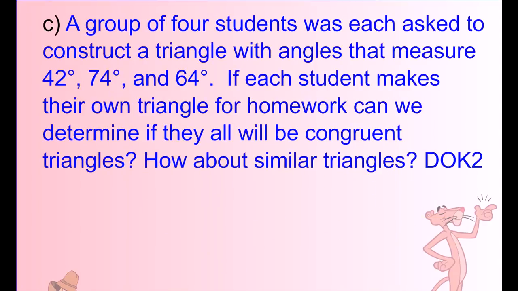Here's letter C for you to try. It says, a group of 4 students was each asked to construct a triangle with angles that measure 42 degrees, 74 degrees, and 64 degrees. If each student makes their own triangle for homework, can we determine if they will all be congruent triangles, or how about similar triangles? So maybe you want to make some sketches on your paper if you need to. But answer this question, pause the video. When you're ready to continue, hit play, and we'll go through it together.